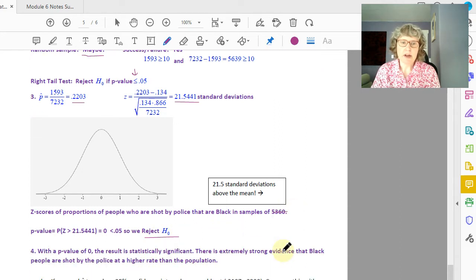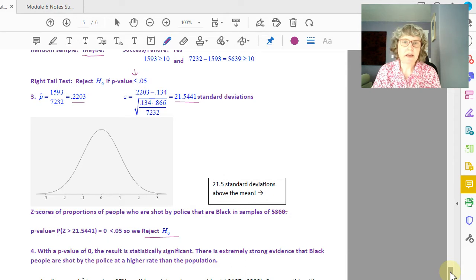Okay, so we can write out our conclusion. With a p-value of 0, the result is statistically significant. There is evidence, or I said extremely strong evidence, that Black people are shot by the police at a higher rate than the population.